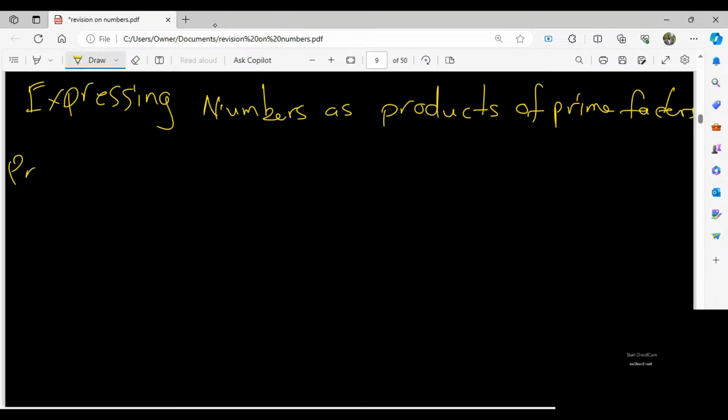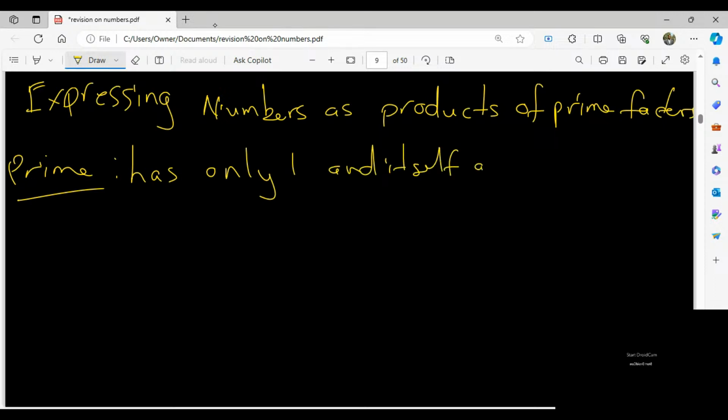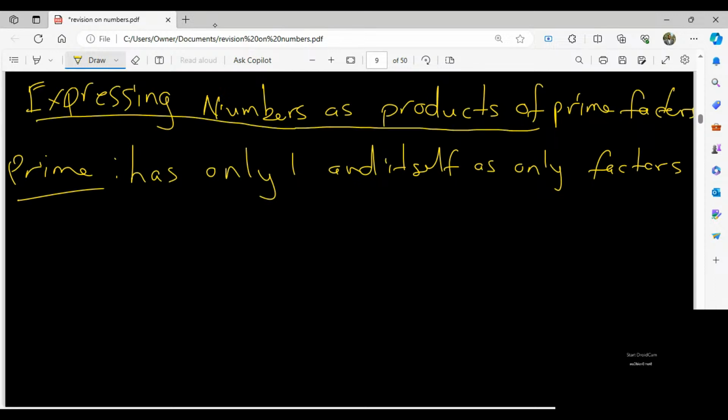So firstly, you need to appreciate what a prime number is. You should know by now that a number is considered to be prime if it has no other factors except 1 and itself. So a prime number has only 1 and itself as the only factors. All right. So that's what a prime number is. So all numbers can be expressed as products of their prime factors.